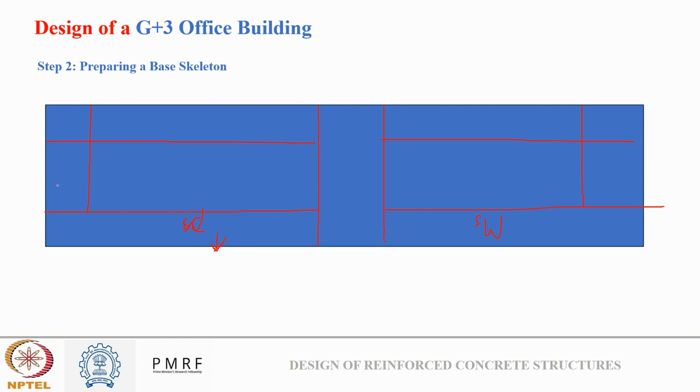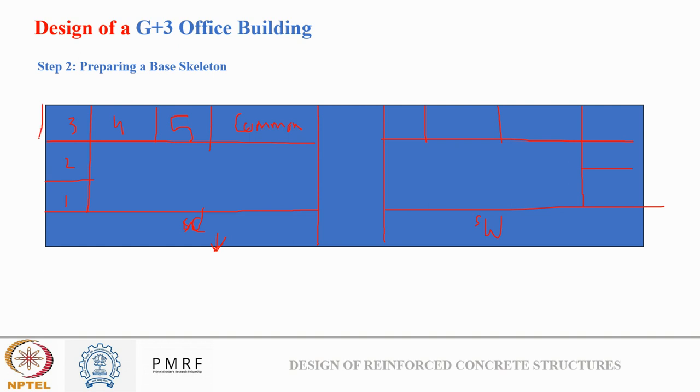So suppose I need 5 offices, 10 offices on each floor. So suppose these are my offices: 1, 2, 3, 4, 5, and this is my common room or washroom area. Okay, and similarly here also: 1, 2, 3, 4, 5 office area, and 1 washroom area. So suppose this is my basic skeleton, the top view of a floor.